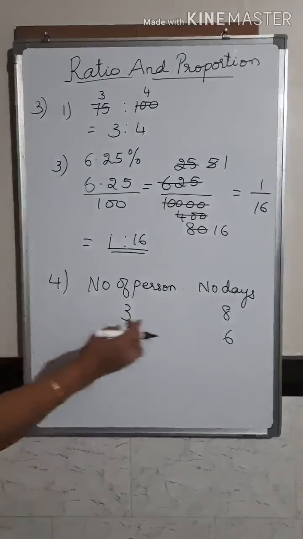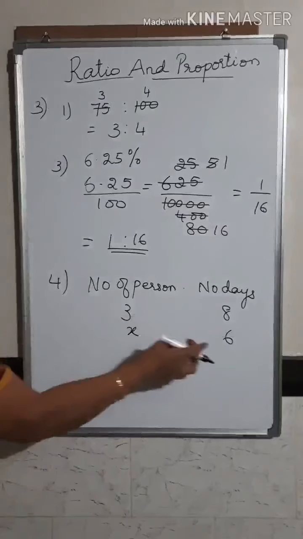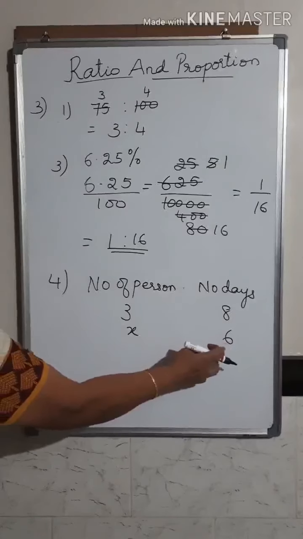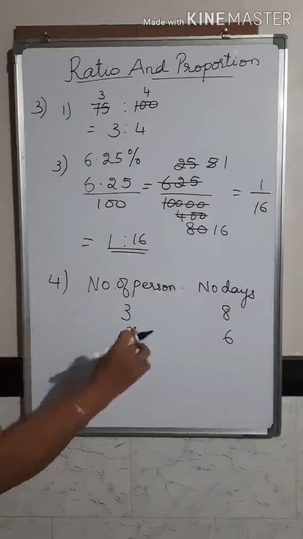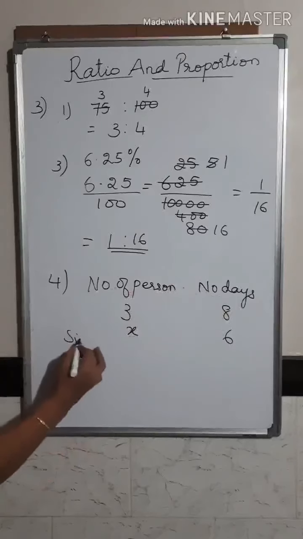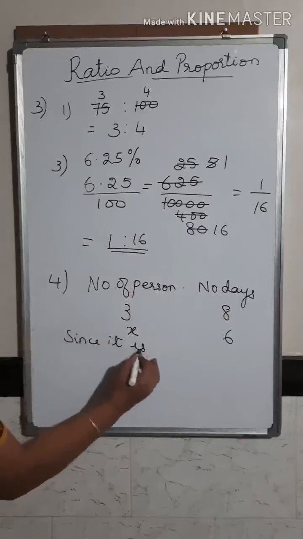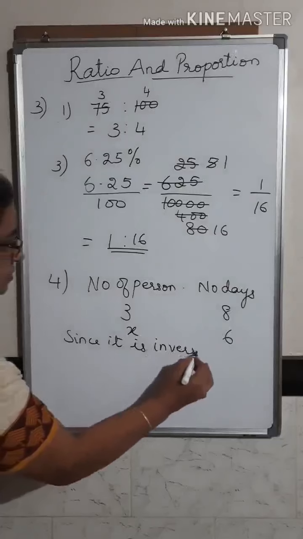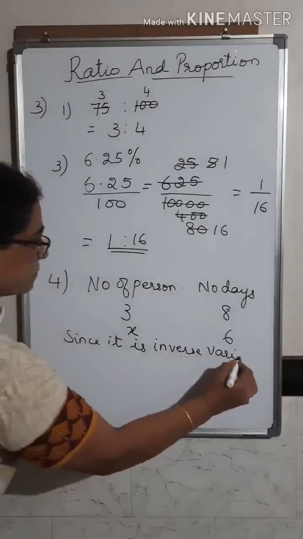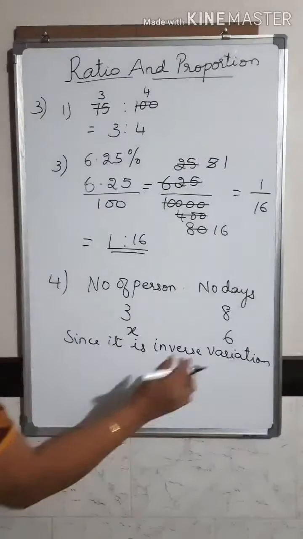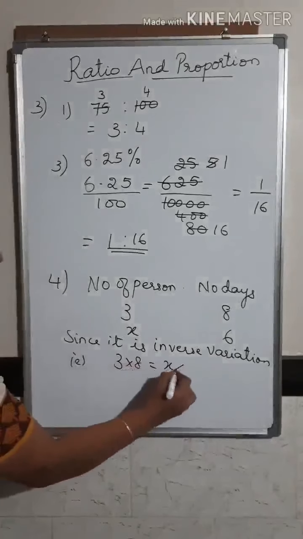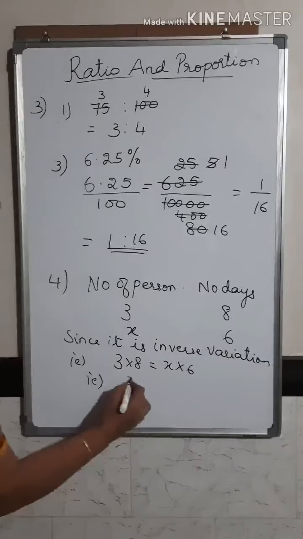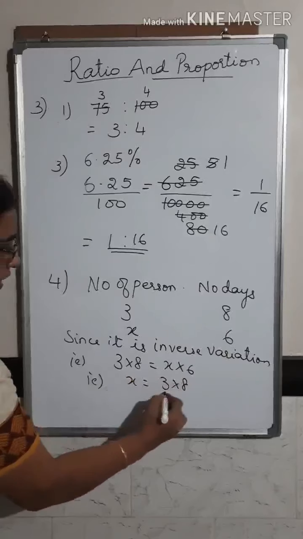Now here you know that when you have got 8 days, 3 persons are required, and if the number of days is reduced, then you have to find out what is the number of persons. Now since it is an inverse variation, and in inverse variation the product of the two quantities will remain the same, we have to write here, you can also write it as proportion, both are correct. So we get 3 into 8 is equal to x into 6. From this the value of x is equal to 3 into 8 upon 6.